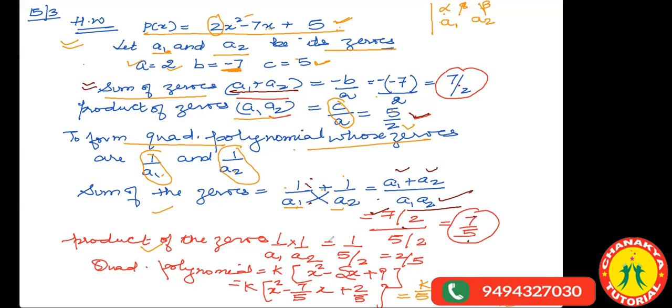Now calculate the product of the zeros, which means 1 upon a1 into 1 upon a2. Again, just put the value of the product of the zeros, 5 by 2. Then 2 will go in the numerator. So it will be 2 by 5. Understood, children, till here? Yes, ma'am.